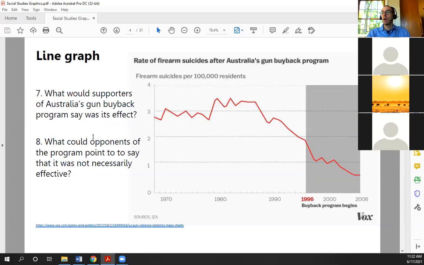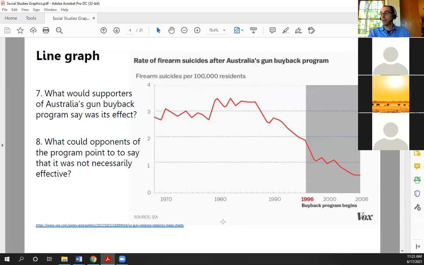But number 8, what could opponents, people against the program, point to on this chart to say that it was not necessarily effective? There's kind of a tricky catch to this graph. If I didn't like the gun buyback program and I wanted to use this chart to say why it was bad or not needed, what evidence is there in this graph to say that? Because from this graph, you can see after '85 something, it already goes down.